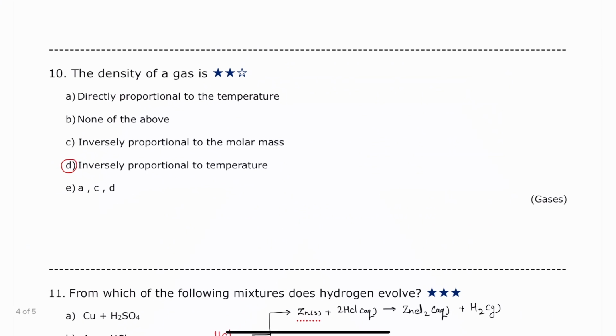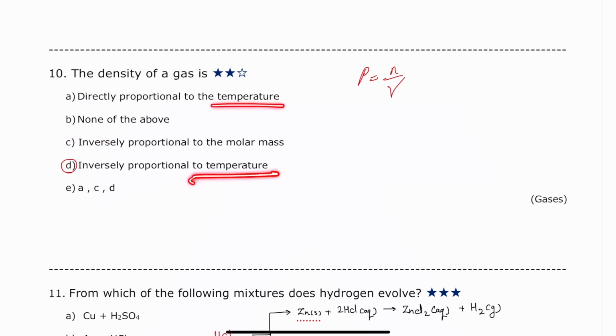Okay, the next one is asking about the density of a gas. In general, we know that density is proportional to n over V, like mass over volume. So it is proportional to the moles or to the mass, and inversely proportional to the volume. But here we are talking about temperature and molar mass. It could be directly proportional to molar mass, but here it's written inversely, so that would make no sense.